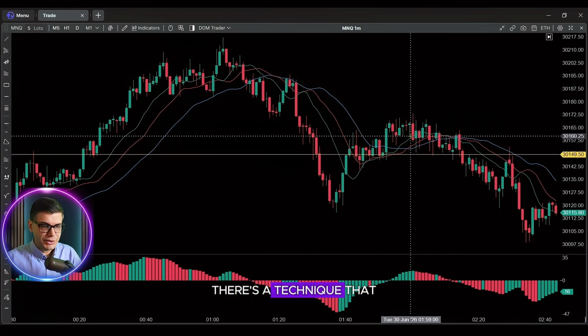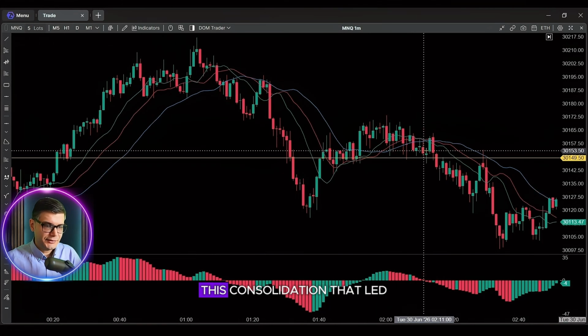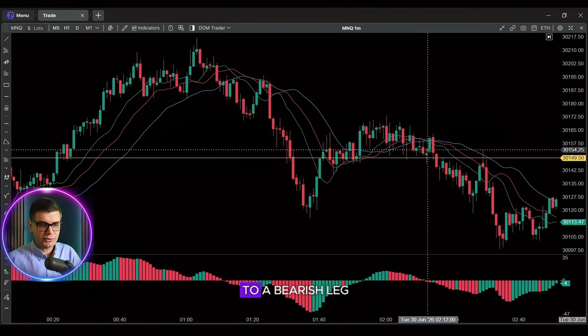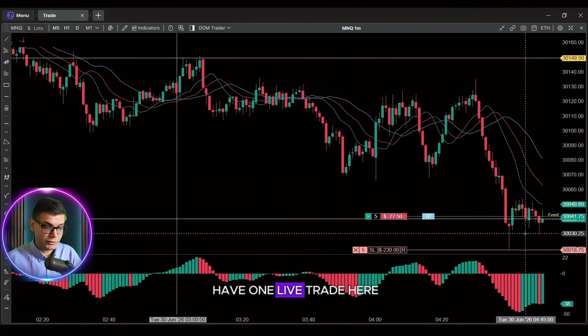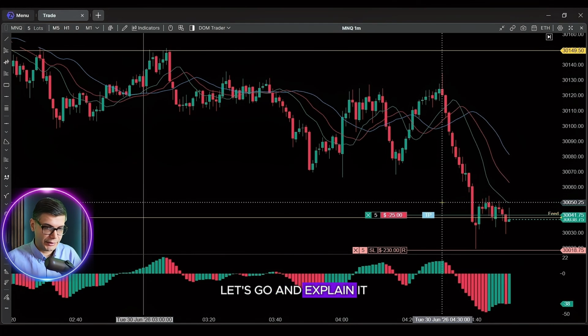Therefore, there's a technique that when the price returns back to that area, to that handshake area, this consolidation that led to a bearish leg or a bullish leg can be utilized later when the price returns to this area. In this example, I have one live trade here. Let's go and explain it.